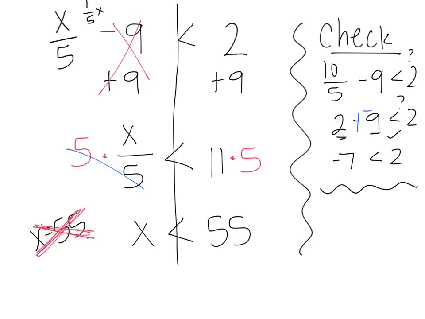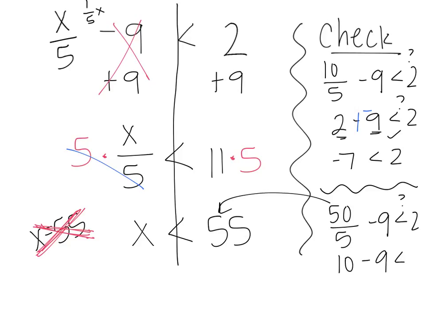To show one more, just so that we're comfortable with it, we kind of know what we're doing, let's do 50 divided by 5, because 50 is less than 55. Minus 9 is less than 2. We're going to check that out. 50 divided by 5 is 10. 10 minus 9 is 1. 1 is less than 2, so it does work out.